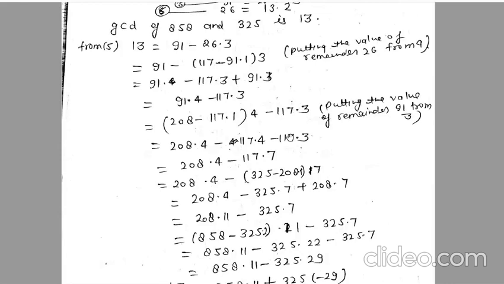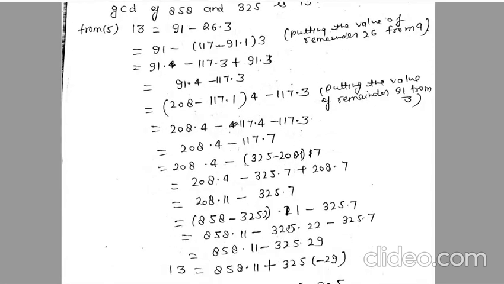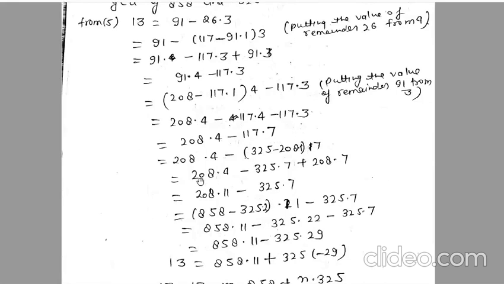Now choose the value of 117 from equation second. So 117 will be 325 minus 208 into 1. Just write here 325 minus 208, and you will get this equation. So 4 times and 7 times, total will be 11 times.